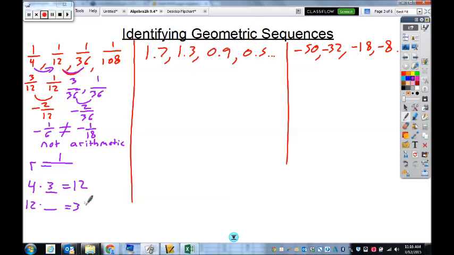Well, it should be the same number. It is 3. And then 36 times 3 should give me 108, and it does. So that means my common ratio is just R equals 1/3, which means this one is geometric.